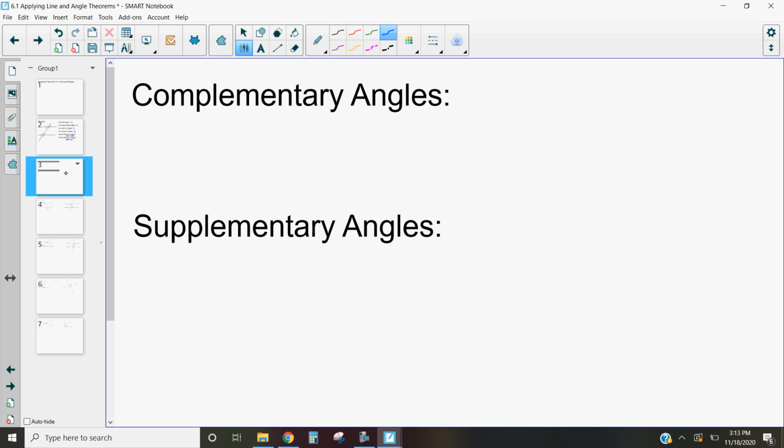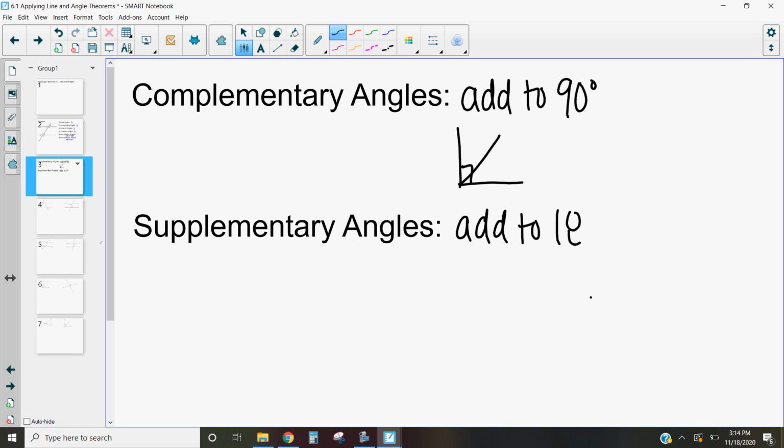Okay, so a quick reminder on supplementary angles versus complementary angles. Complementary angles are angles that add to 90 degrees. And usually you'll see them with something like this, where they have that right angle built in. And supplementary angles are ones that add to 180 degrees. And those ones are supplementary, like we can see with those same side interior and same side exterior. But also, whenever we have a linear pair, they are also going to add to 180. So based on these angle properties and these line properties that we've seen, let's go ahead and solve for some angles.